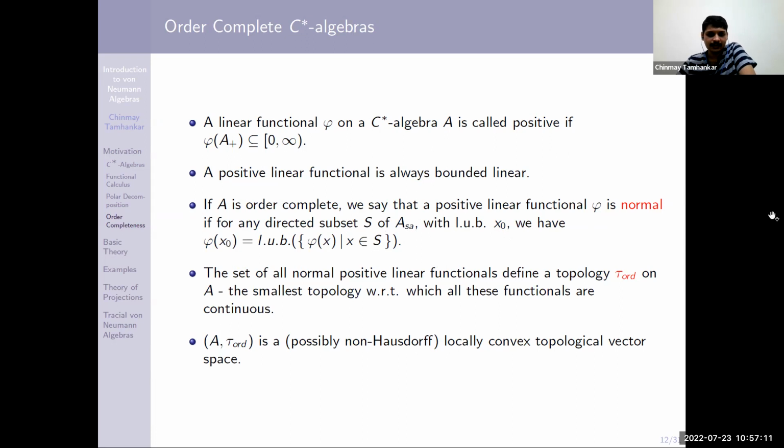Such a linear functional is called normal, and keep this in mind because this will be a very important property. The set of all normal positive linear functionals defines a topology, tau order, on A, and it is the smallest topology with respect to which all these functionals are continuous. With respect to this topology, A is a locally convex topological vector space, but it may not be Hausdorff. Now we answer the condition that one needs to have, or which is sufficient, to get everything that we want.